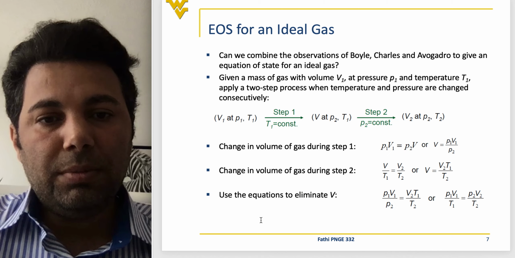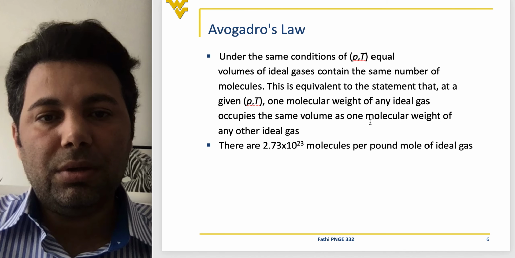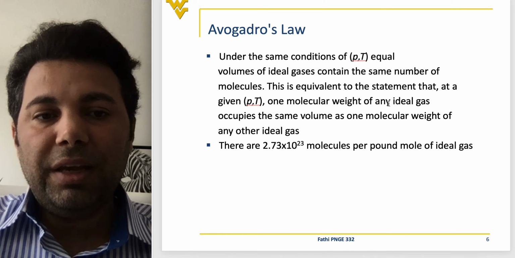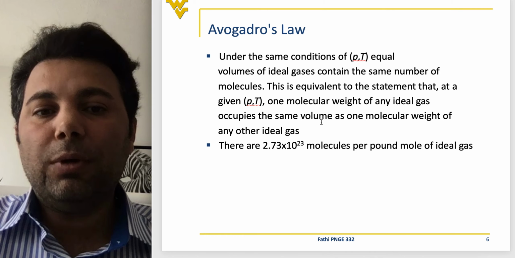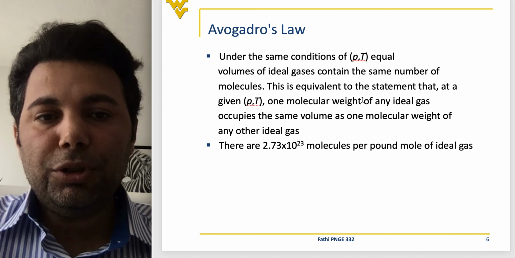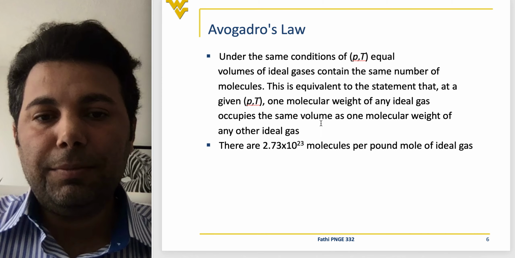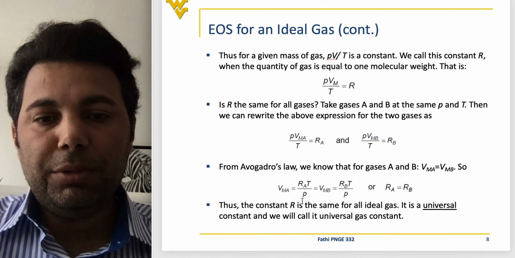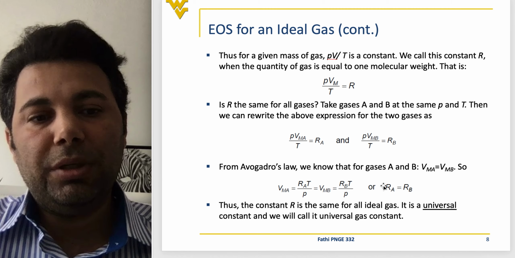And this comes again from Avogadro's law, which says at a given pressure and temperature, 1 molar weight of any ideal gas occupies the same volume. So at the same pressure and temperature, ideal gases will have the same molar volume. If the molar volumes are the same, and temperature and pressure are the same, RA should be equal to RB.